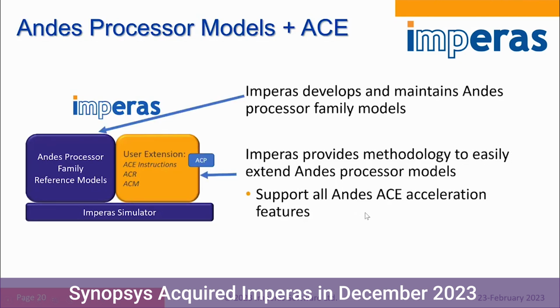So dropping down from the software level back to hardware, let me introduce the Andes processor models that Imperas has built. We develop and maintain all Andes processor family models. That's represented by the darker purple block on the left-hand side. And on the right-hand side, the orange block is the user extension. We support all Andes ACE acceleration features. And these models run on top of the Imperas simulator.